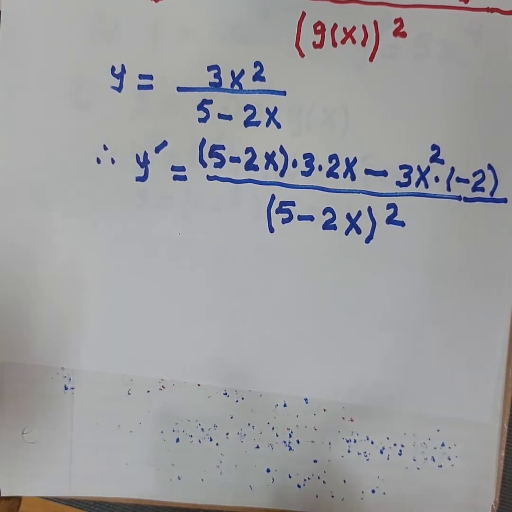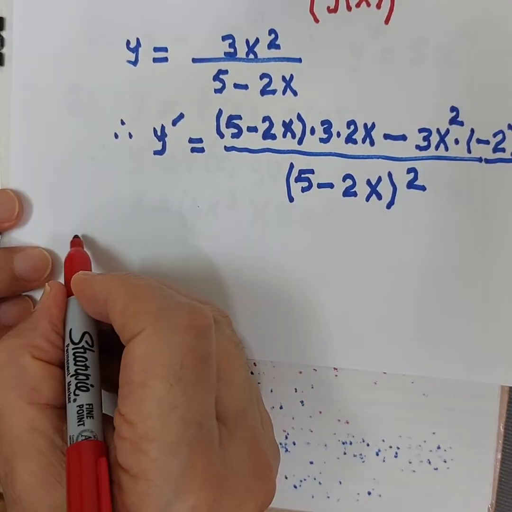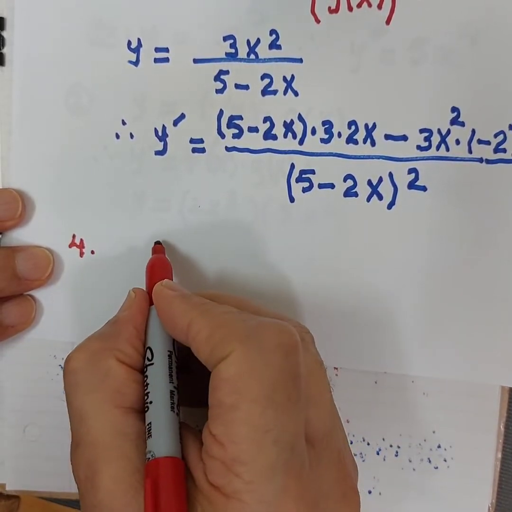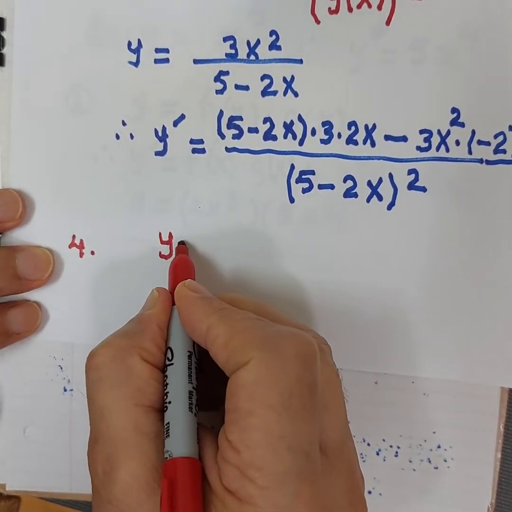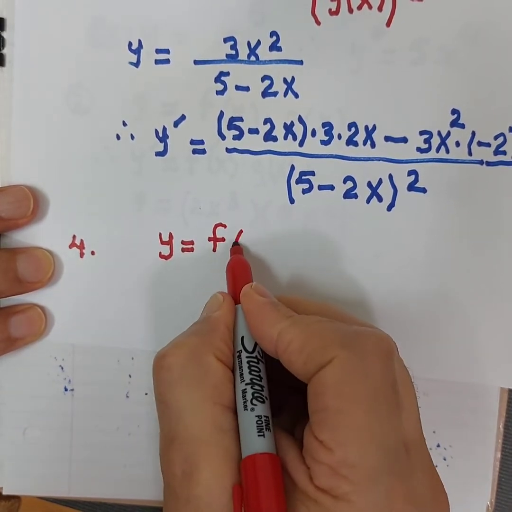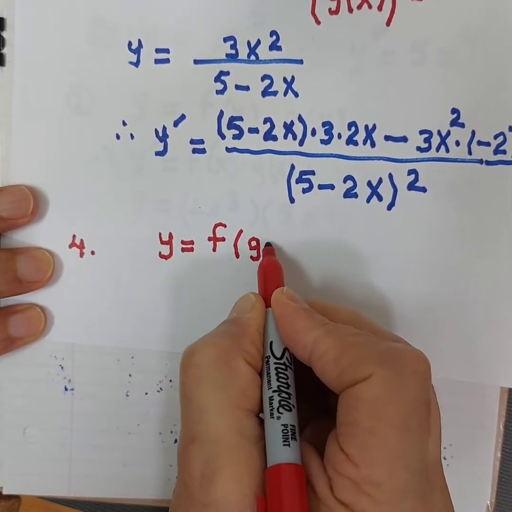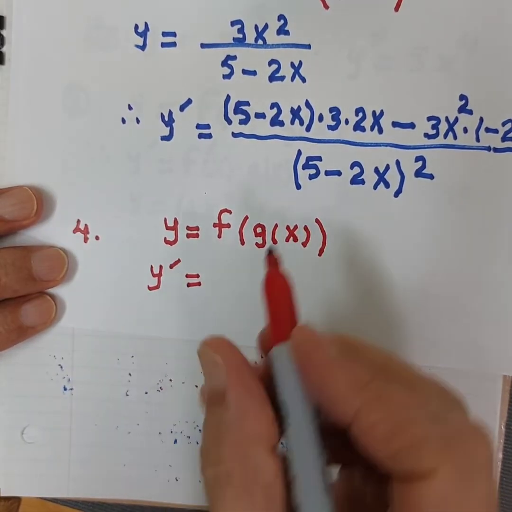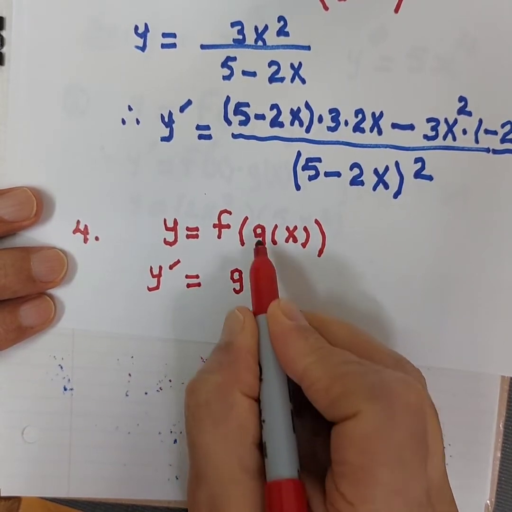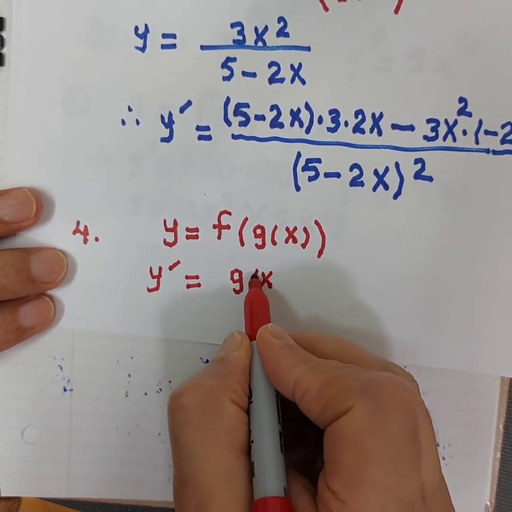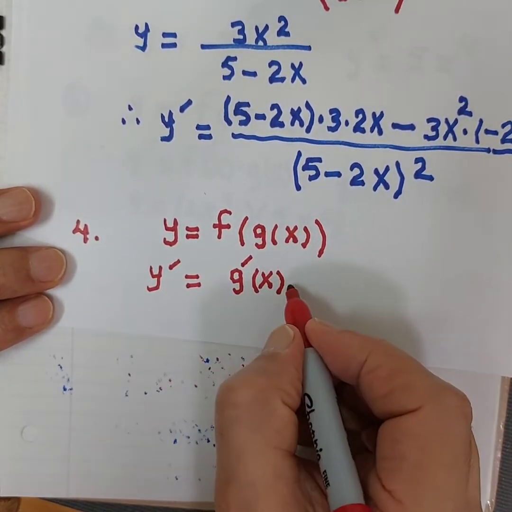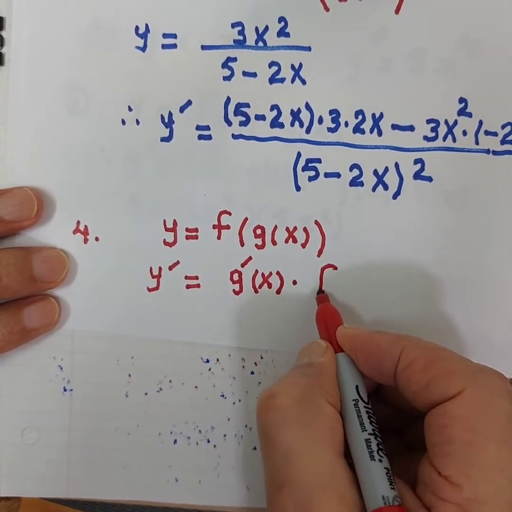Let us go to the fourth rule. The fourth rule, what is the chain rule? The chain rule says when we have a function in the form f of another function like g of x, which is inside the brackets here, the derivative is g dash multiplied by f dash.